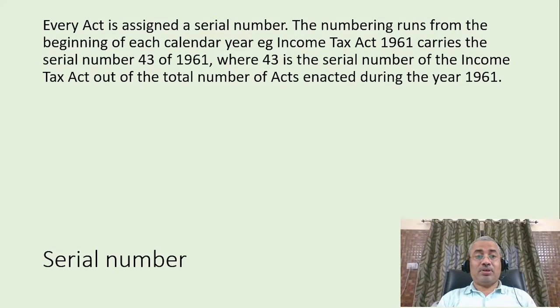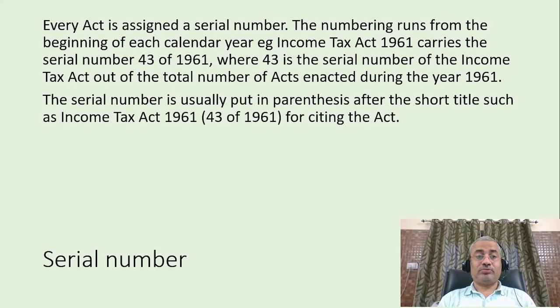In the Income Tax Act, the serial number 43 shows that it is the serial number of the Income Tax Act out of the total number of acts enacted during the year 1961 by the Parliament. The serial number is usually put in parentheses after the short title, such as Income Tax Act 1961, in brackets 43 of 1961, for citing the act.